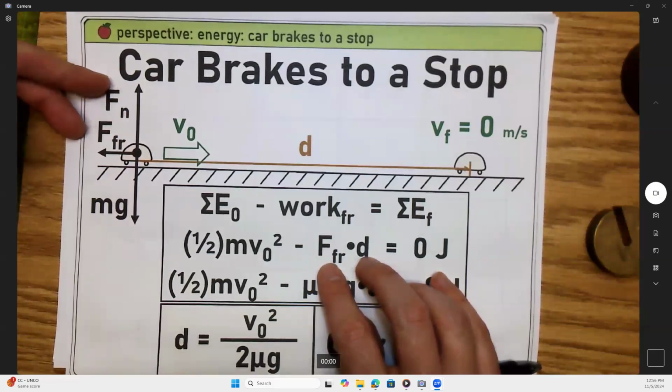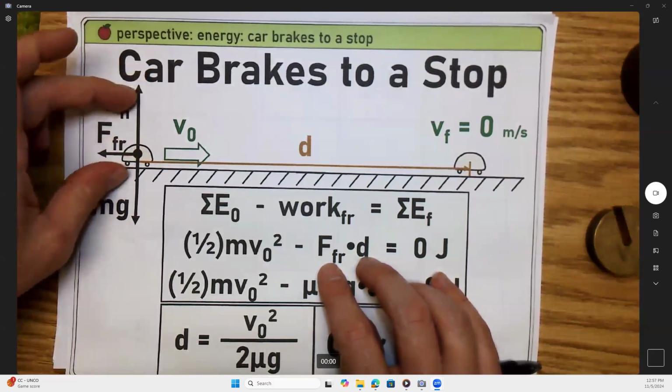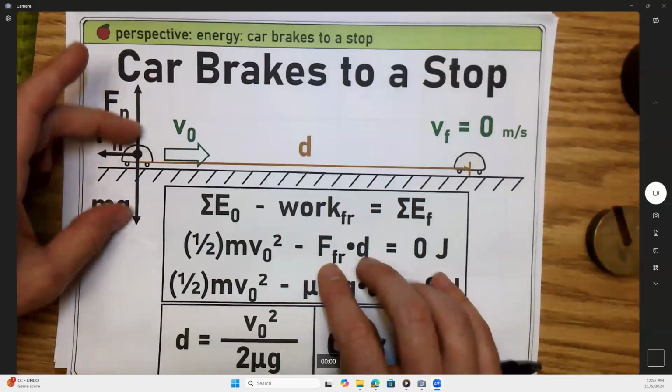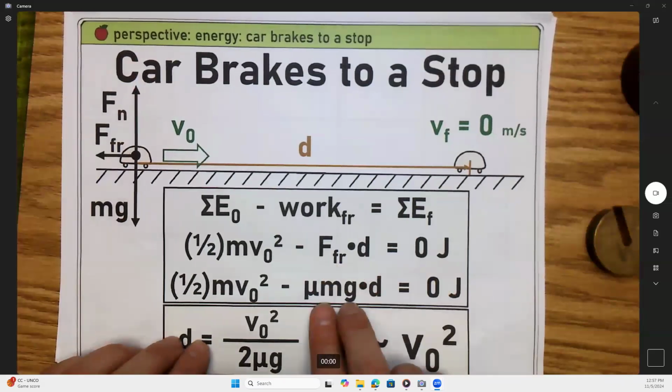Who remembers? Guys, friction force is equal to what times normal force? Coefficient of friction? F_fr equals mu times F_n. You guys remember that? Right. Furthermore, this normal force is exactly equal to what? The weight. Isn't the normal force equal to the weight? Right? I did a double substitution right here.